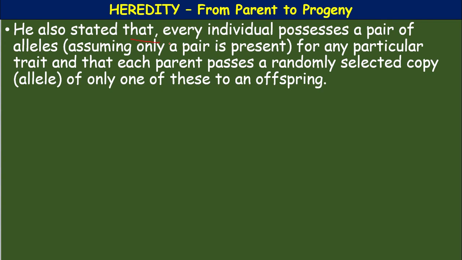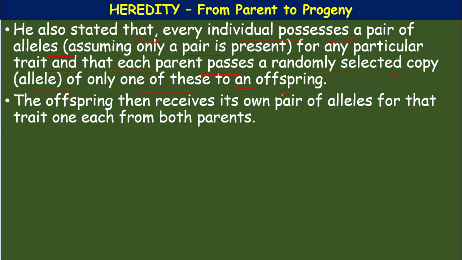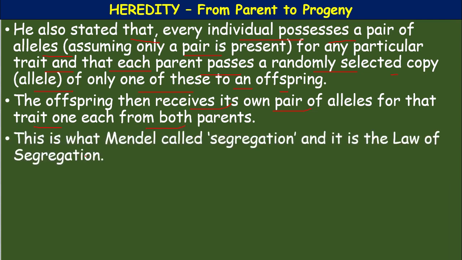He also stated that every individual possesses a pair of alleles, assuming only a pair is present for any particular trait, and that each parent passes a randomly selected copy of only one of these two alleles to an offspring. Means the offspring then receives its own pair of alleles for that trait, one each from both parents. So, this is what Mendel called segregation, law of segregation. What is law of segregation?